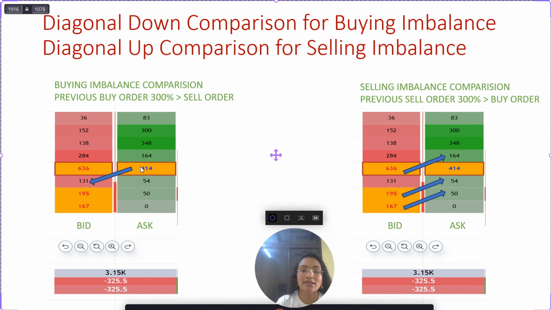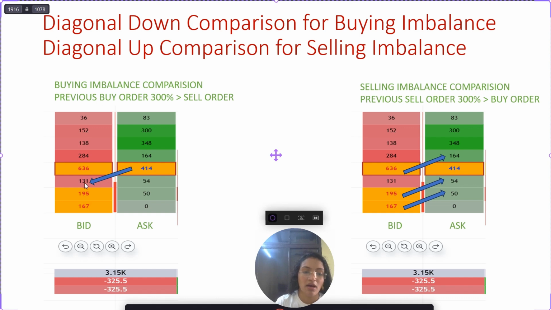How do you compare this imbalance? With the diagonally down, seller here. When this seller is 300% more than this, the buying is 300% more than the selling. You can read that this is an imbalance.